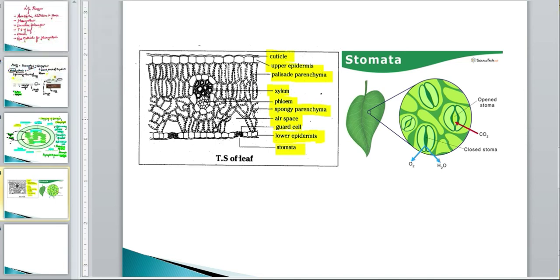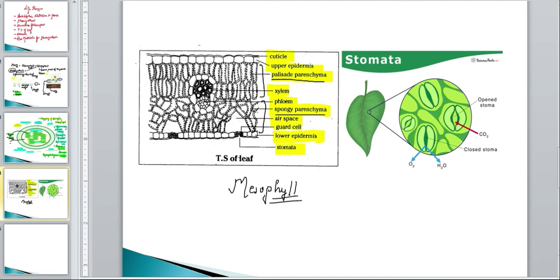In these labels, the point of interest is the palisade parenchyma. Here the palisade parenchyma and spongy parenchyma. This is what? This is a spongy parenchyma. This is palisade parenchyma. Here the dotted structures are the chloroplasts, and actually they constitute the mesophyll. Mesophyll cells are the photosynthetic cells where the photosynthesis occurs, and it is because of the presence of the chloroplasts. We can see over the periphery the chloroplasts, the dotted structures.